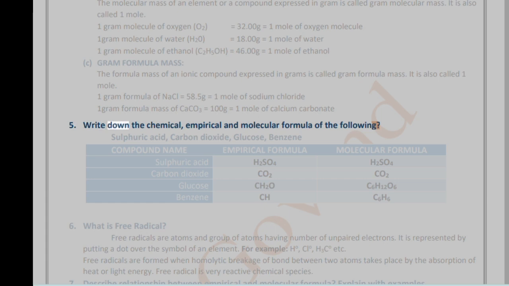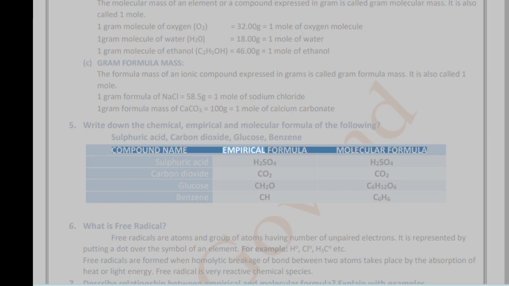5. Write down the chemical, empirical and molecular formula of the following: sulfuric acid, carbon dioxide, glucose, benzene. Sulfuric acid: empirical formula H2SO4, molecular formula H2SO4. Carbon dioxide: CO2. Glucose: empirical formula CH2O, molecular formula C6H12O6. Benzene: empirical formula CH, molecular formula C6H6.